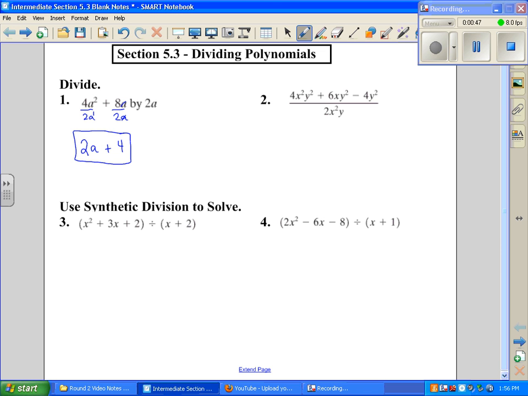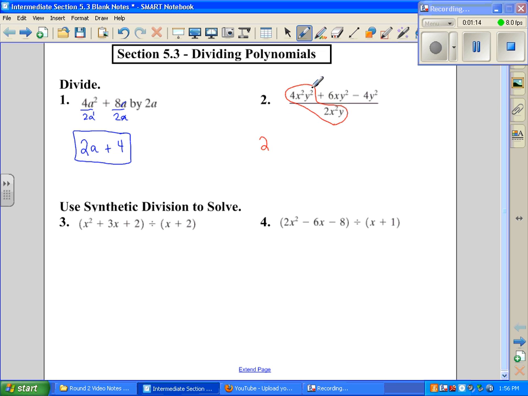Number 2 is also division by a monomial. So it's 1, 2, 3. This is a trinomial divided by a monomial, but all division by monomials we do the same way. We're going to divide each term by the monomial. So if I want to look at this as my first move, I say 4 divided by 2 is a 2. The x squares cancel.